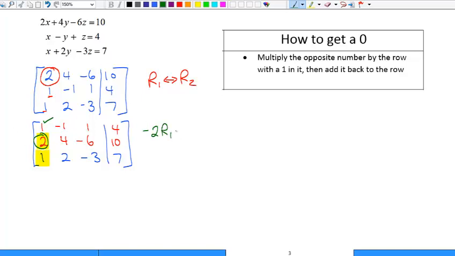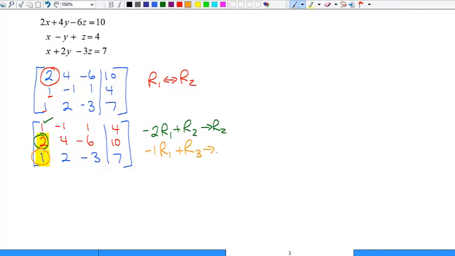In that case, this is row 1. Add it back to the row you're manipulating. Put it back in that row. At the same time, I'd like to make the 1 a 0. This is the only step where you can really do two rows at the same time. So the opposite of positive 1 is negative 1. Times it by the row with the 1 in it, which is row 1. Add it back to the row and put it back in the row.